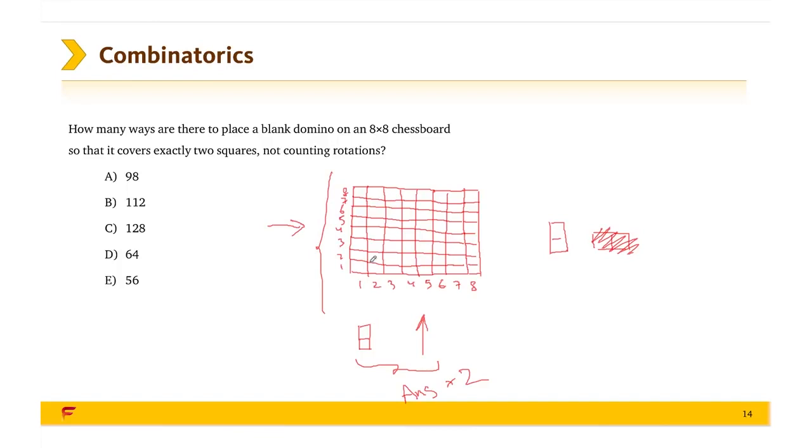So how can we place a domino on the chessboard so that we follow the assignment of the exercise? We can place it here, or here, or here, or here, or here. You notice, that is 7 ways to place a domino in one column, right? 1, 2, 3, 4, 5, 6, 7.